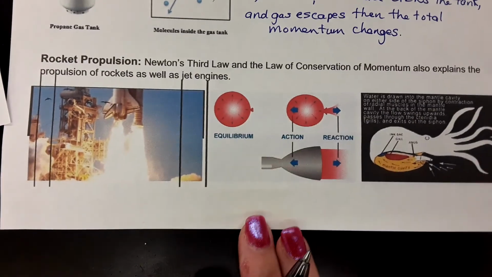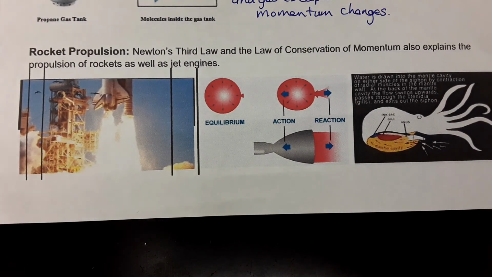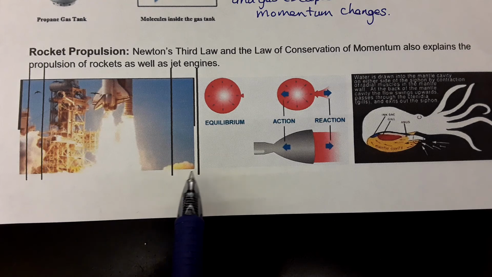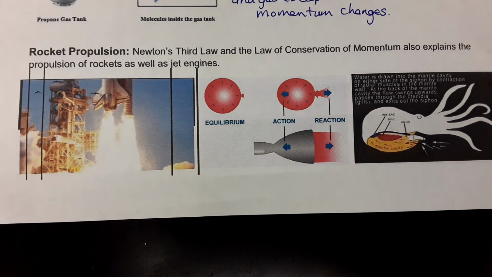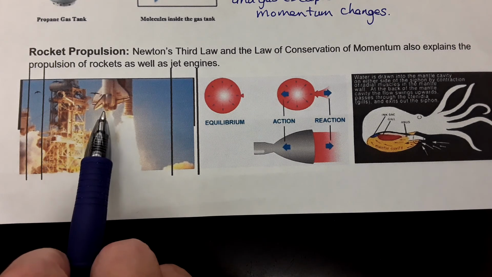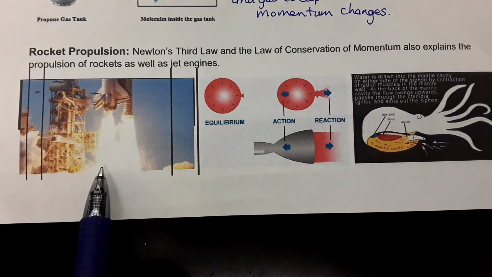Last thing, real quick, rocket propulsion. Newton's third law and the law of conservation of momentum also explains propulsion of rockets and jet engines. And I don't know where these lines came from because they're not on my original, but weird. In any case, whenever the jet engines burn, the fuel is expelled out the bottom.